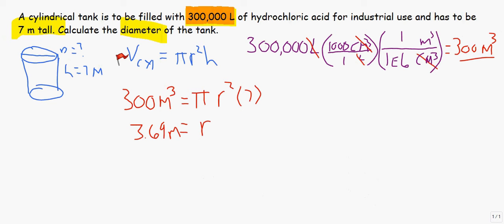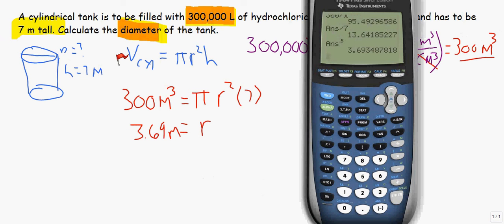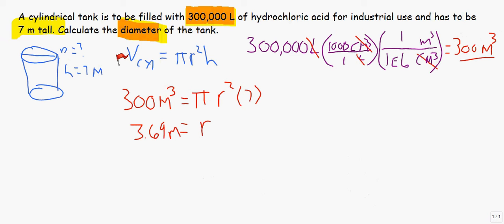meters. I don't want the radius. I want the diameter. So how do you find the diameter? You double it. Times 2. 7.39 is my answer for the diameter. So the diameter equals that times 2, 7.39, and that is in meters.